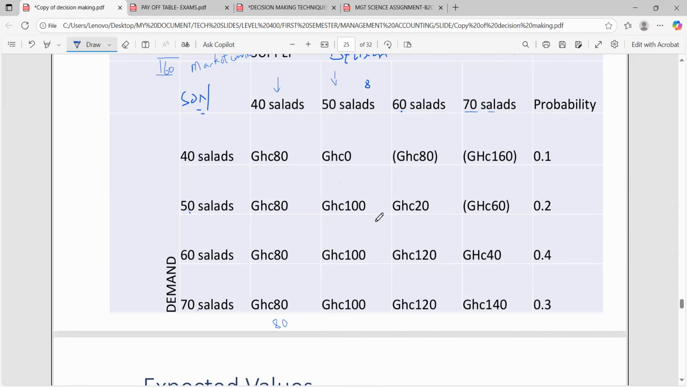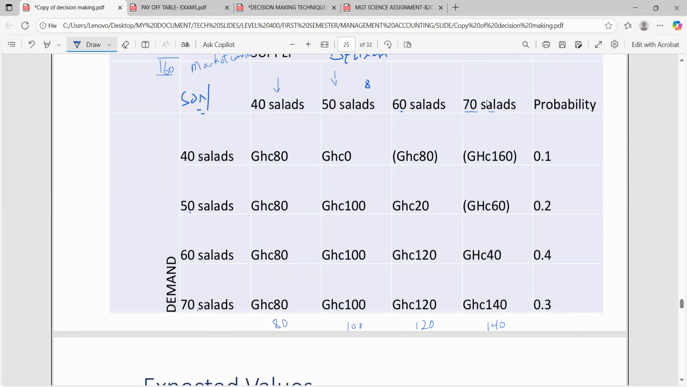Under alternative 50, the maximum value is 100. Under alternative 60, the maximum value is 120. Under alternative 70 is 140. Now, what is the maximum of all these maximum values? 140. Are we sorted? So 140 goes for what salad? The supply of 70 salad. Please don't just focus on the figure, but trace it to its alternative decision. So the supply of how many salads?